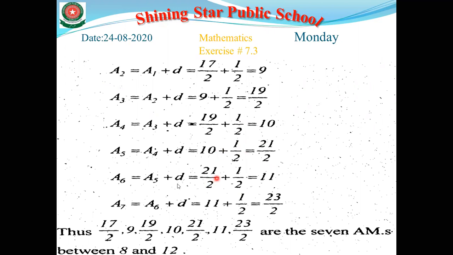21 plus 1 for the next term: 22. 22 over 2. 2 1s are 2, 2 11s are 22. So 11. For the next term, 11 plus 1 over 2. 2 11s are 22. 22 plus 1, 23. 23 over 2, which is your required answer. These are the required AMs between 8 and 12.